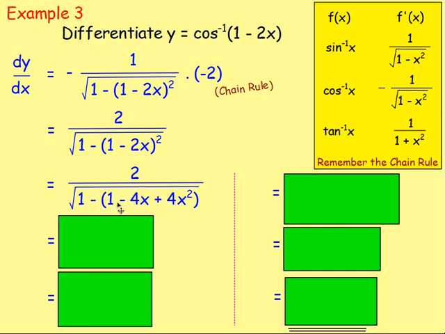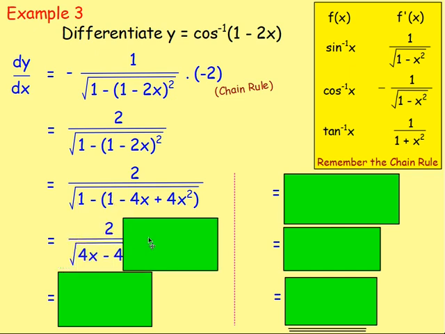From there, you could multiply out the brackets, so you'd have 1 take away 1, take away the negative 4x, which will give you plus 4x, and then take away the 4x squared. But because you'd have 1 take away 1, that would disappear, leaving you with 2 over the square root of 4x minus 4x squared. Could you take that any further, Megan?